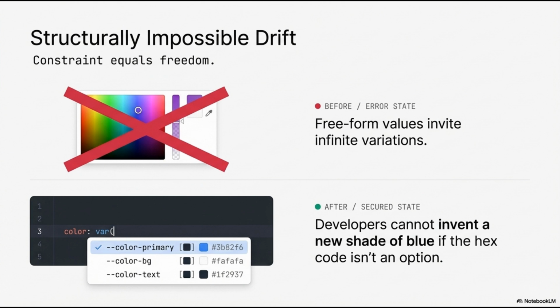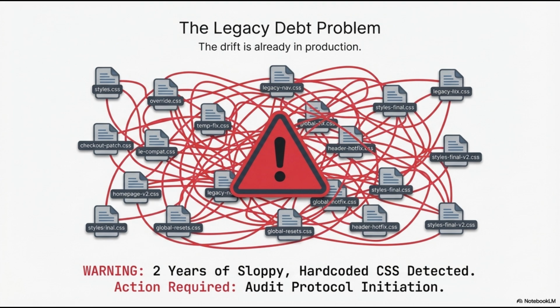Okay, so that's how we prevent future drift. Right. But what about the current application? Because, let's be real, most listeners are dealing with an app that already has 2 years of sloppy, hard-coded CSS baked into it. Oh, absolutely. The drift is already in production. So how do we audit the current app to find these bugs? Well, the text has a great method for this. It's basically running grep across your interface. A cluster-wide health check. I love that analogy.